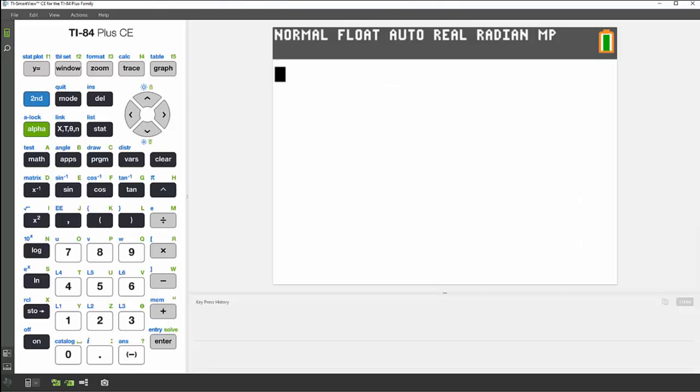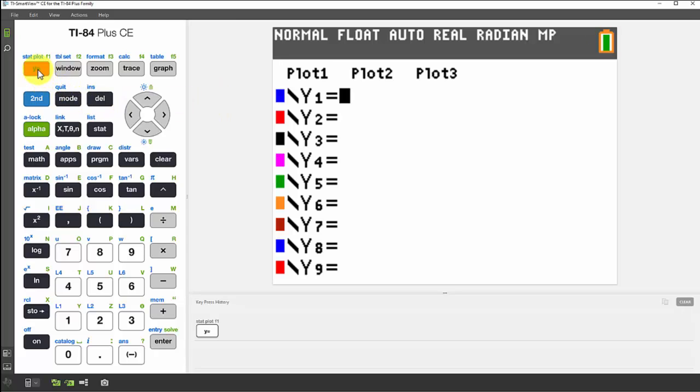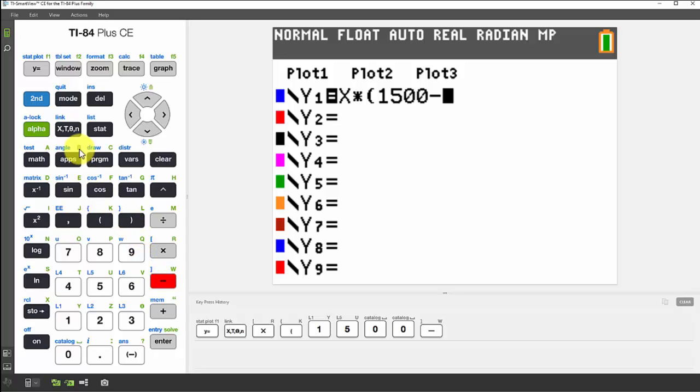Now, as far as using the graphing calculator, it's a graphing calculator, so if you can't see the graph, then you're not going to have much utility from it in this particular case. So if you wanted to graph a function like this, you go to the y equals memory register here and key it in. X times a quantity 1500 minus x. And you could then try to graph it.